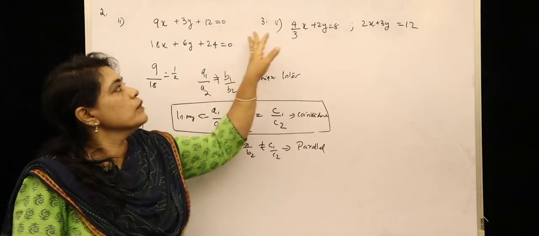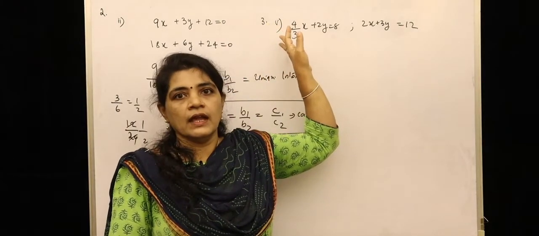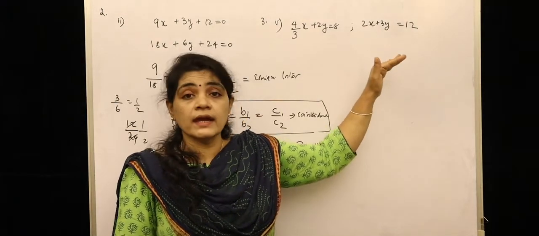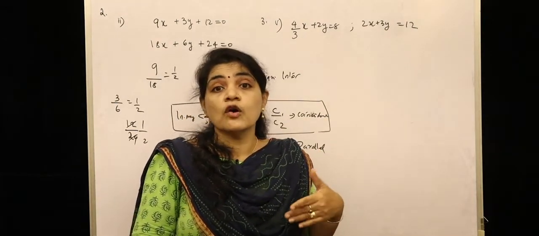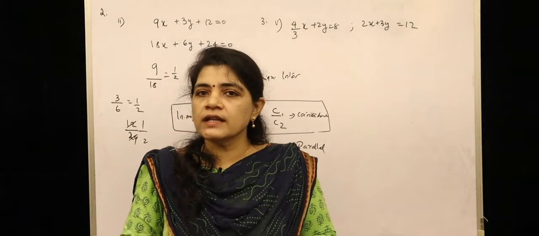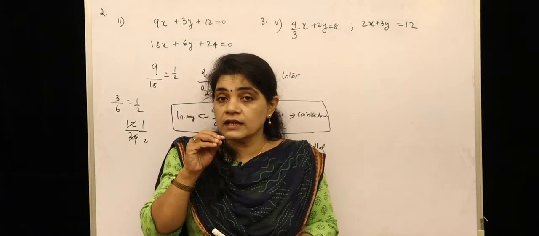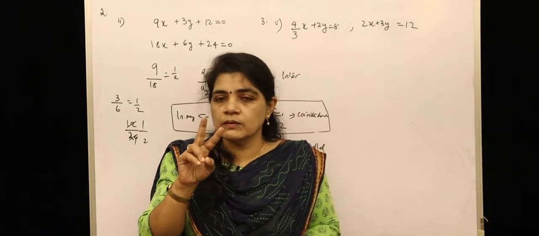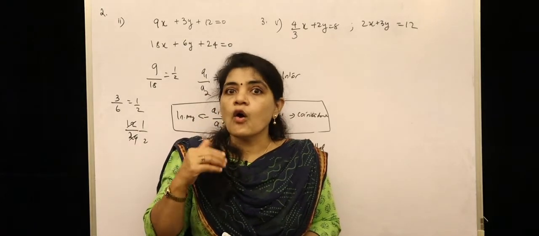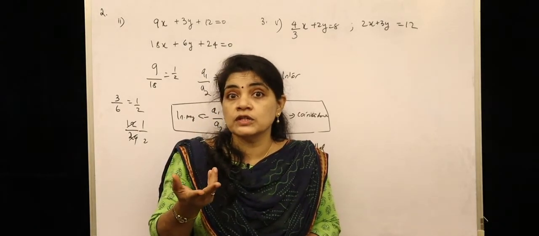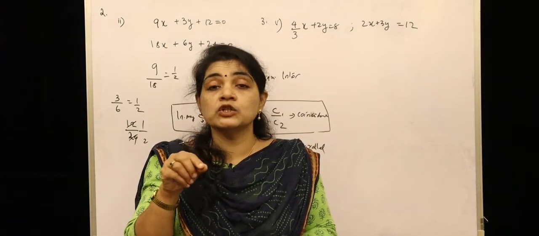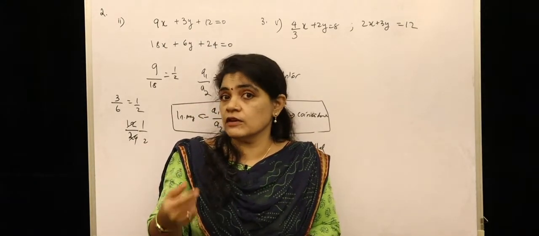Now we are moving to the third question. And in the third question what is asked is, which of the pair is consistent or inconsistent? Which system or which pair is said to be consistent? For consistent, there are two possibilities. The graph will be intersecting, or for infinitely many solutions, that means for coincident lines, that is A1 by A2 equal to B1 by B2 equal to C1 by C2.